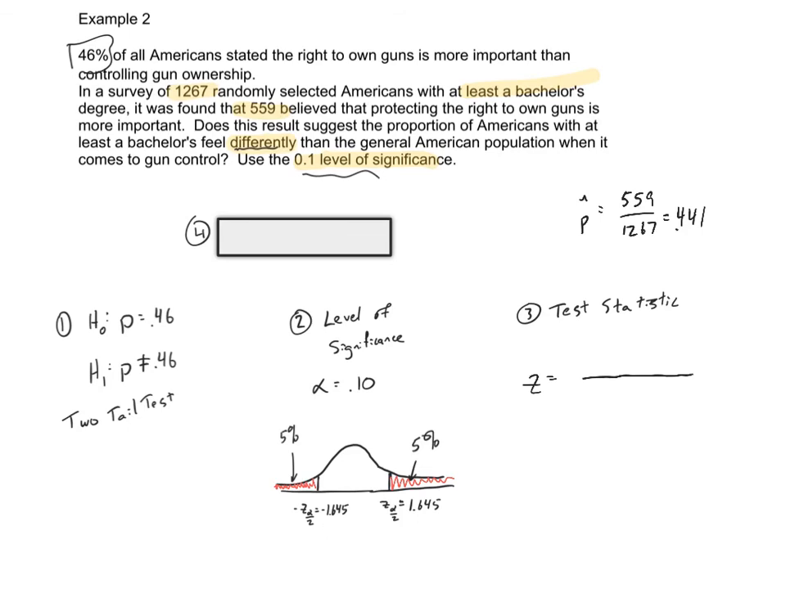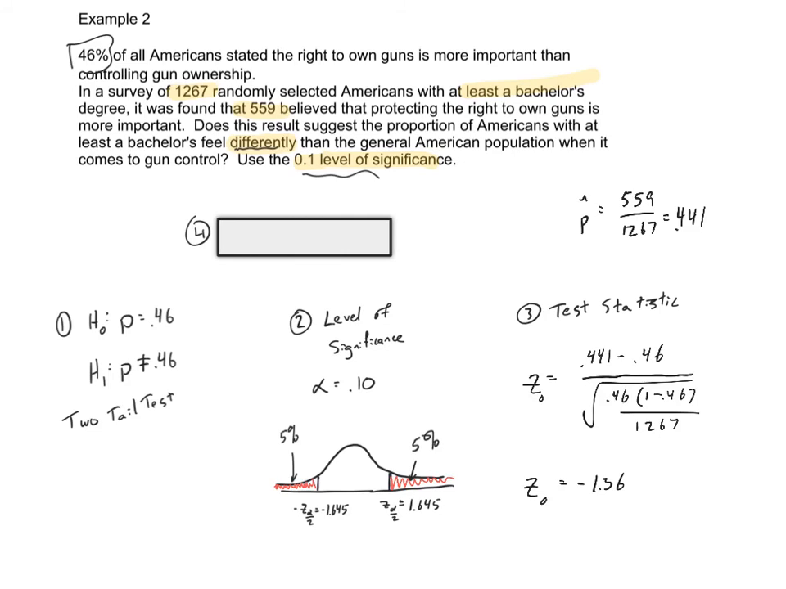So when we plug into our formula, maybe you have it in front of you, you can pause the video and see if you can plug in correctly on your own. But I'm going to go 0.441 minus 0.46 divided by the square root of 0.46 times 1 minus 0.46 divided by n, which is 1,267. Type that into your calculator in 2 steps, or if you want to do 1, make sure you have that extra parentheses. And I got a z score for my test statistic of negative 1.36.